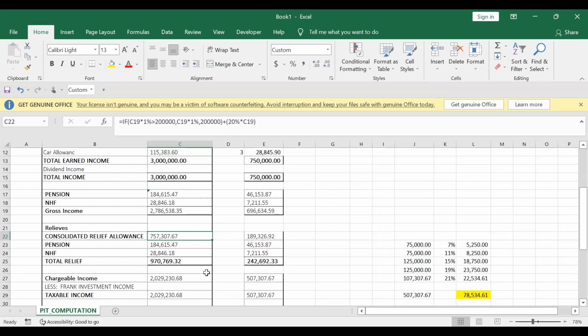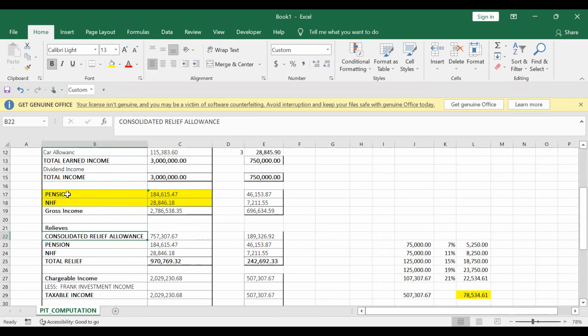No, that is not right. You take note that this pension and NHF that you calculated here is deducted from the total income to arrive at the gross income, right? So by the time you want to know what your total relief is, your total relief is still the consolidated relief allowance plus the pension plus the NHF.